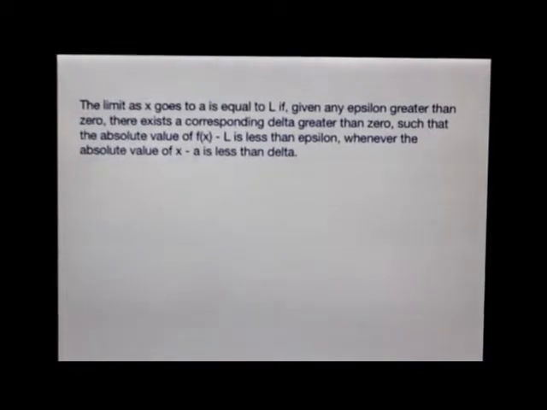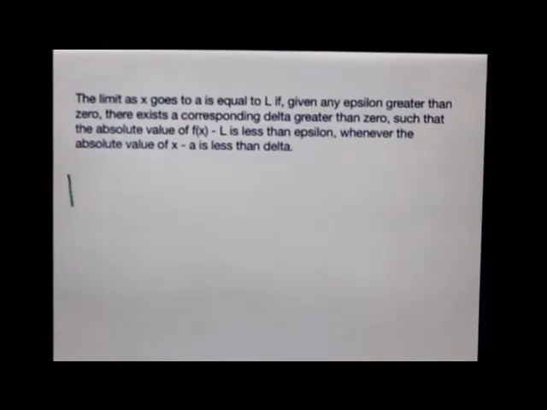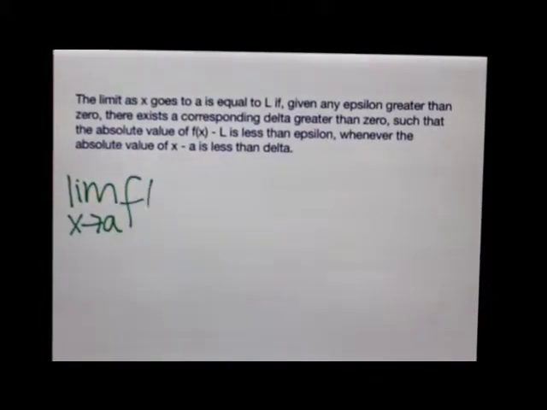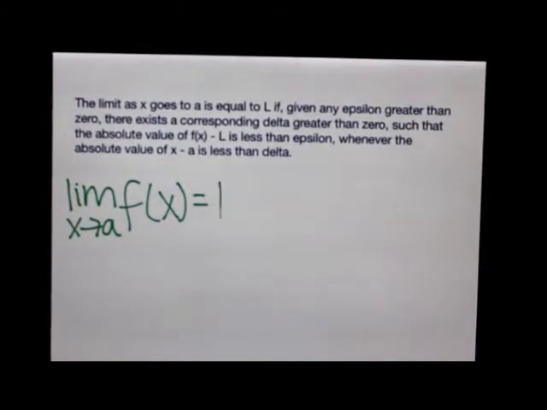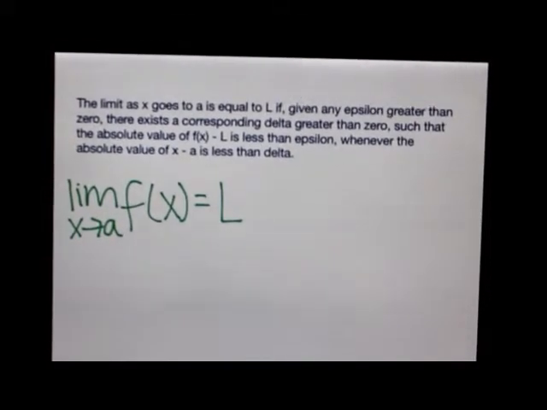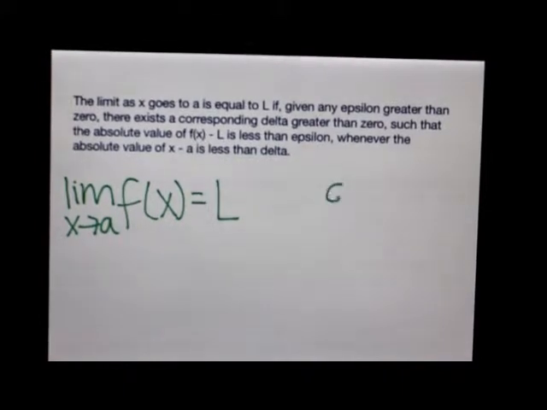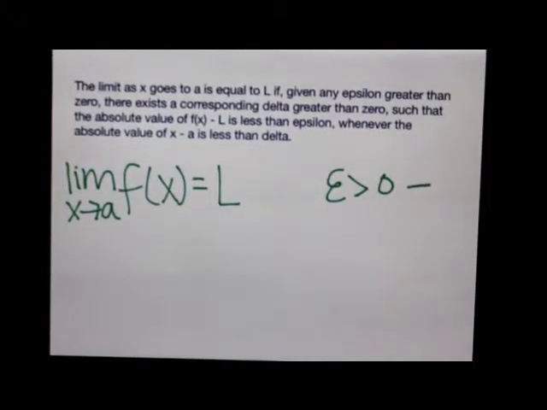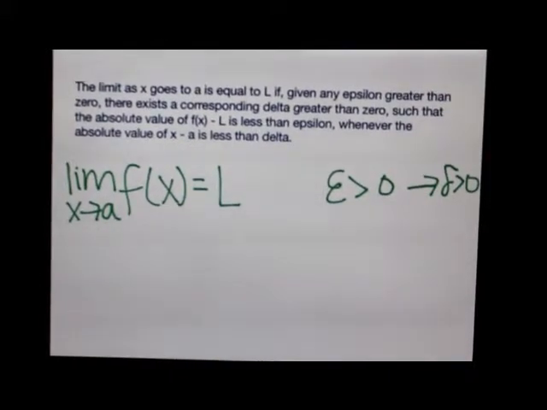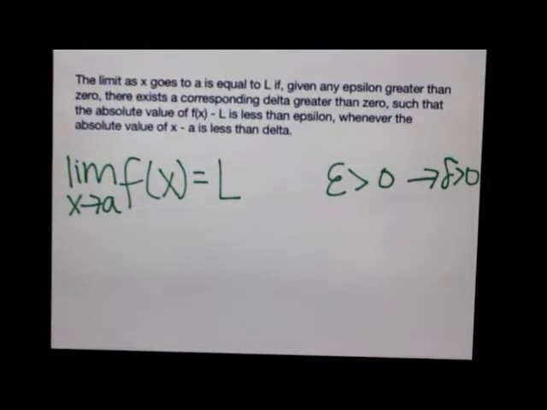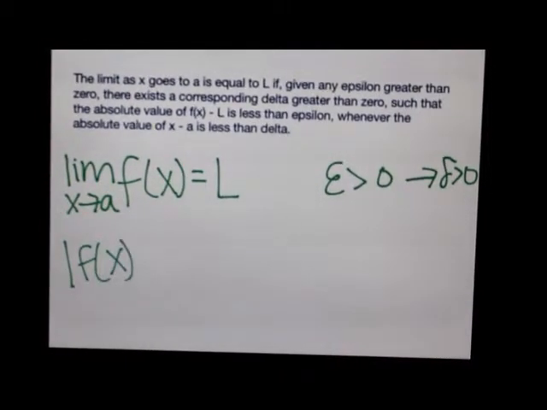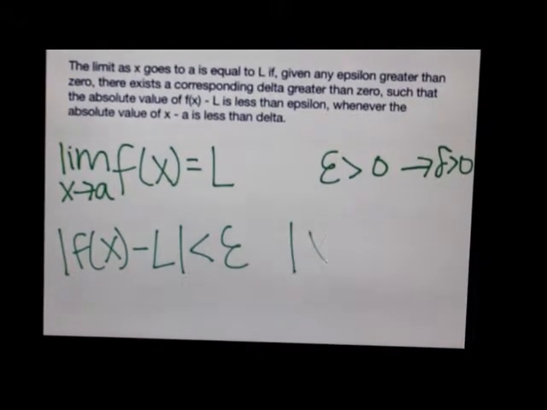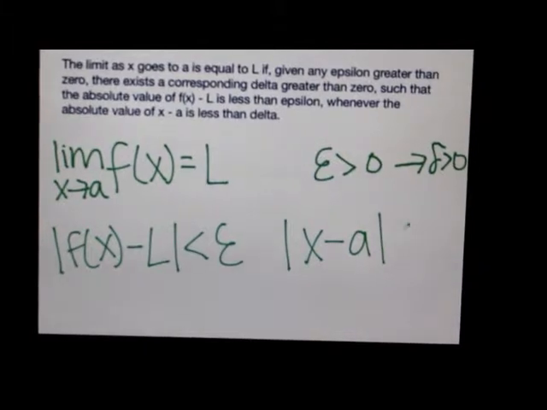The limit as x goes to a is equal to L, and we'll write this as the limit as x goes to a of f of x is equal to L if given any epsilon greater than 0, so we have an epsilon greater than 0, there exists a corresponding delta that will give us a delta greater than 0, such that the absolute value of f of x minus L is less than epsilon whenever the absolute value of x minus a is less than delta.